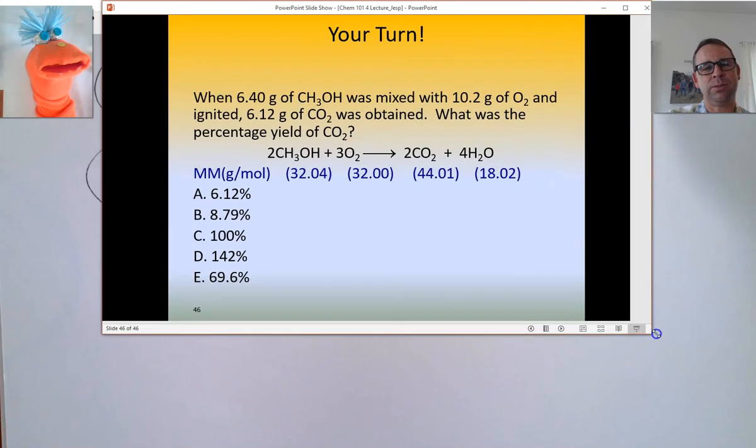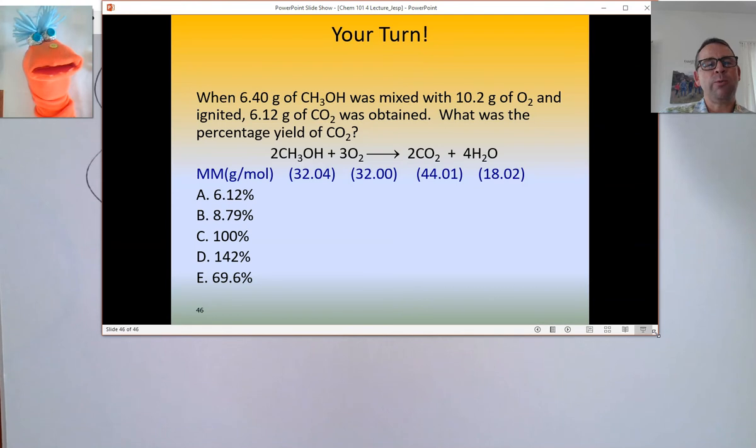So here's an example of a problem that allows us to answer the question of what our percent yield is. All right. 6.40 grams of CH3OH. That's a chemical called methanol. CH3OH mixed with 10.2 grams of oxygen gas and ignited, we get 6.12 grams of carbon dioxide. What's the percent yield? Was 6.12 grams how much we were supposed to get? Yeah. How do we know that? Well, it says that's how much we got. But we don't necessarily know that it's all that we should have gotten, right? And that's kind of what this idea of percent yield is. We want to know what percent we actually got of how much we were supposed to get.